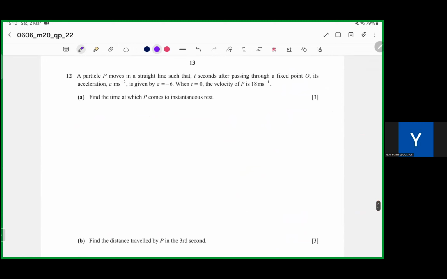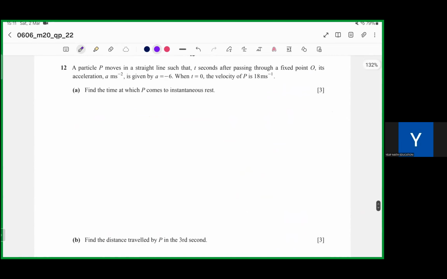Now we look at question 12. Question 12 is about kinematics. A particle P moves in a straight line such that t seconds after passing through a fixed point O, its acceleration a meters per second squared is given by a equals -6. When t equals 0, the velocity of P is 18 meters per second. Part a asks to find the time at which P comes to instantaneous rest.